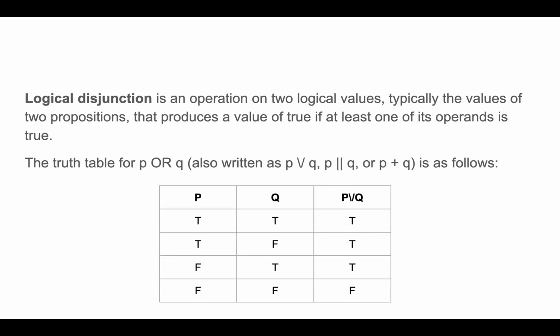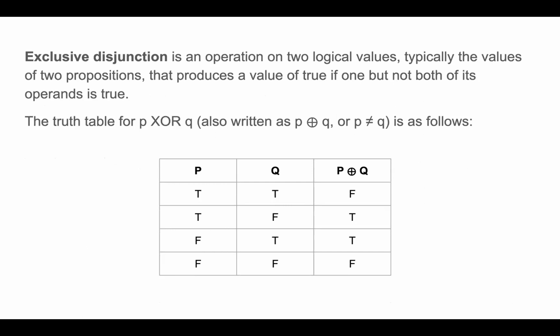Next is logical disjunction. Again we have two propositions P and Q, and if one of the two propositions is true, both are true or one of them is true, in that case P or Q, or P disjunction Q, is true. Only in the case that both are false is this logical disjunction false.